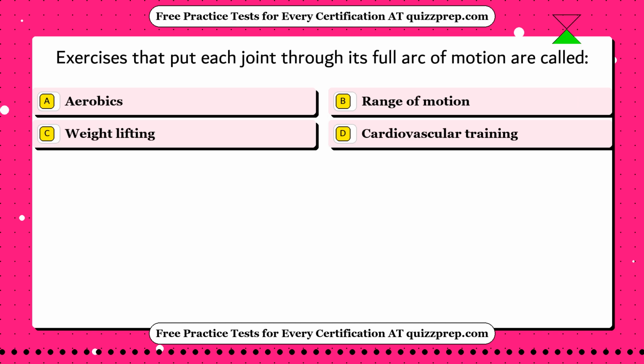Question 80. Exercises that put each joint through its full arc of motion are called: Option A, aerobics. Option B, range of motion. Option C, weightlifting. Option D, cardiovascular training.